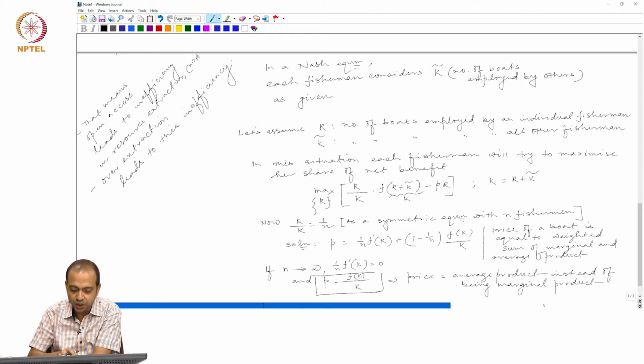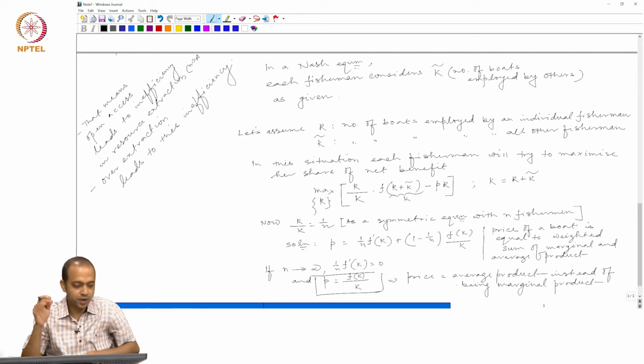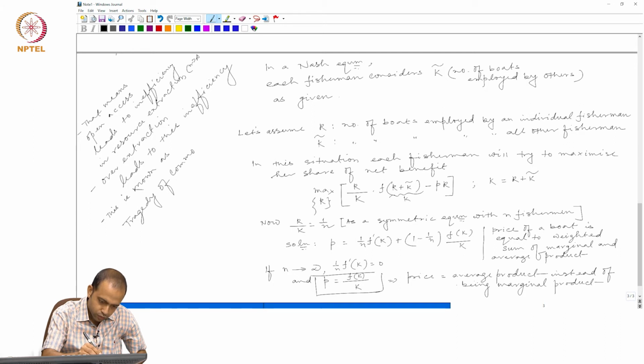As n tends to infinity, P is equal to F(K) by K, which is the average product. So, price equals average product instead of being marginal product, and that means open access resource leads to inefficiency in resource extraction. Over extraction leads to this type of inefficiency, and this is known as tragedy of the commons.